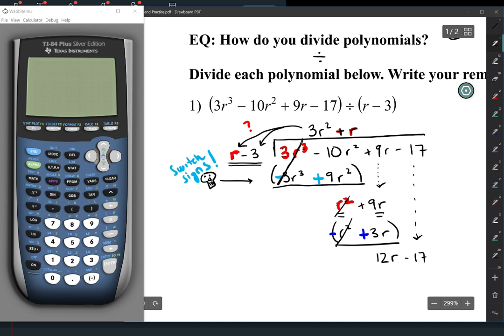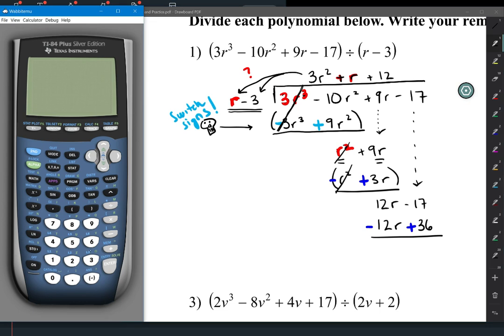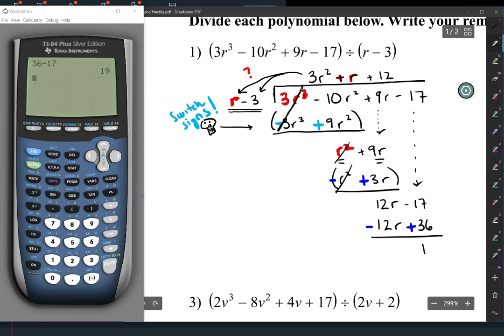All right, and then we just finish this off. To make a 12r, we just need a 12. So I'm going to multiply by 12. That will become 12r, and then minus 12 times 3 is 36. And switch the signs. Switch the signs. Notice how I did that in different colors. If you want to use a highlighter as you go through these, I recommend that. And then we just have to take care of the 36 and minus 17. I don't want to make any silly mistakes at this point. And that makes it 19.